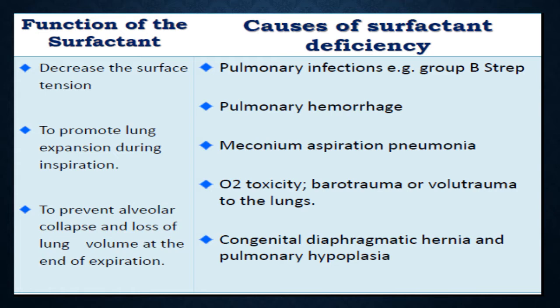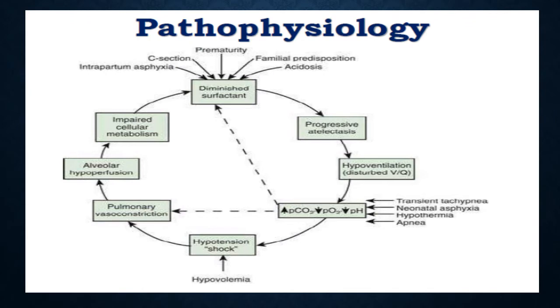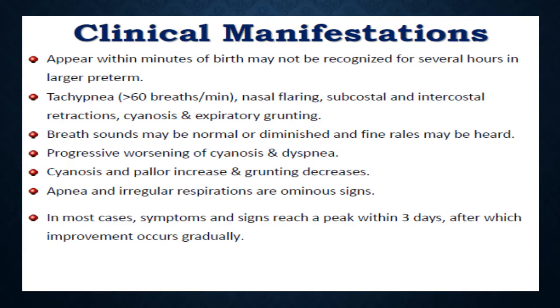other causes of surfactant deficiency. This cycle shows us the pathophysiology of hyaline membrane disease, starting with diminished surfactant, then lung atelectasis, hypoventilation, shock, leading to reactionary vasoconstriction, leading to alveolar hypoperfusion, impaired cellular metabolism at the systemic level, leading to, again, diminished surfactant, which is a vicious circle, leading to fetal asphyxia and consequently.